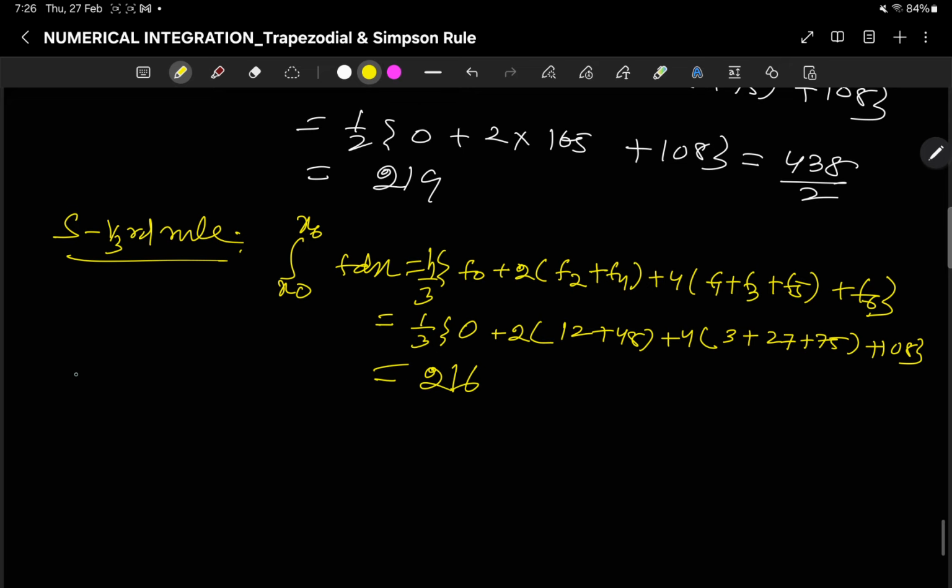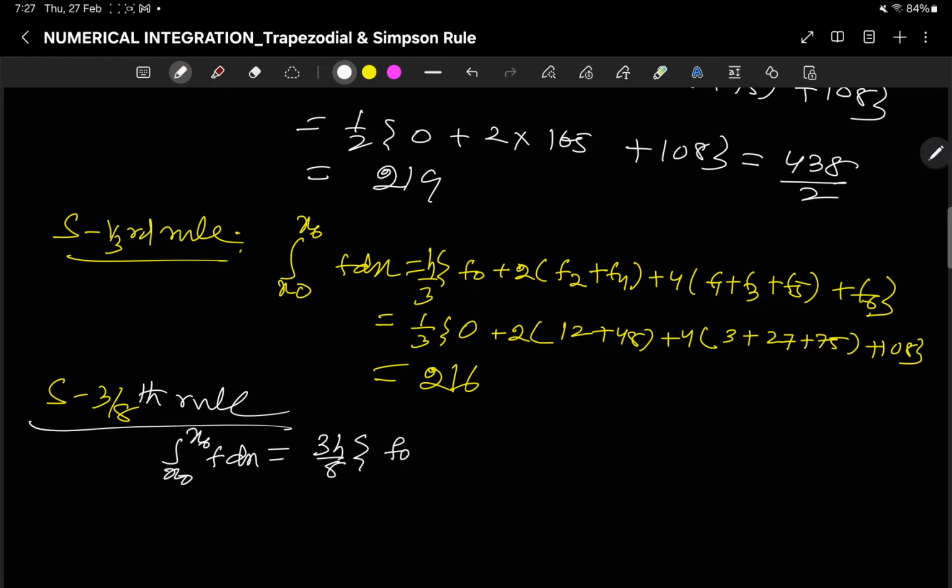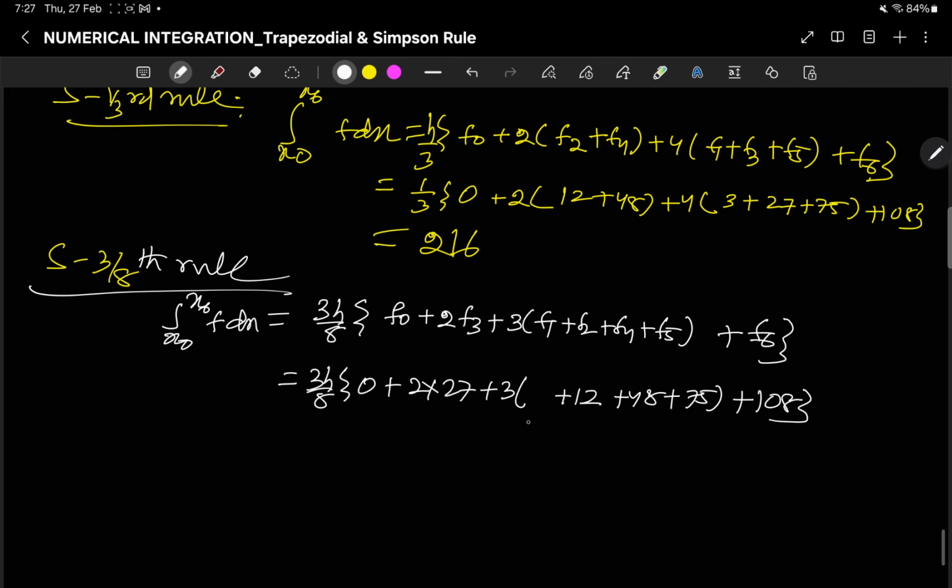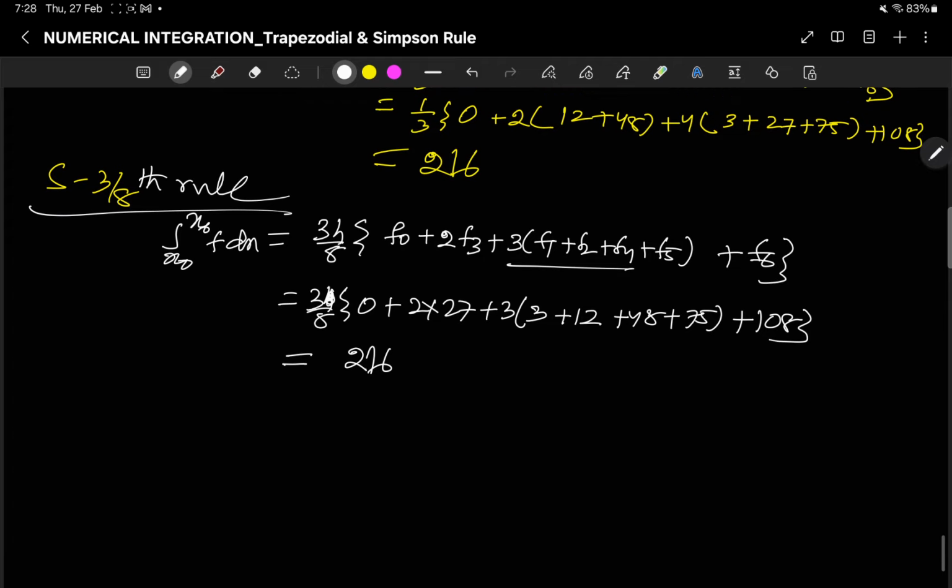Now let us solve it by Simpson's 3 by 8. The formula will be 3h by 8 [F0 plus 2 times F3 plus 3 times (F1 plus F2 plus F4 plus F5) plus F6]. You substitute all these values and simplify. Here h is 1, so 3 by 8, it will give you 216.